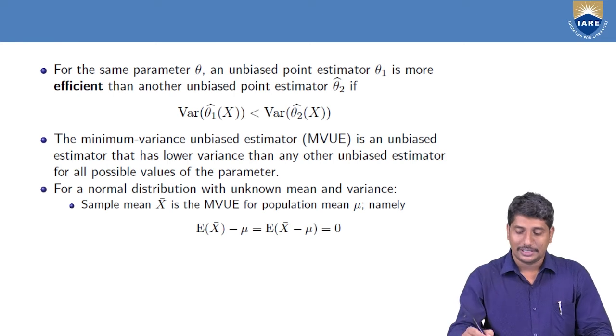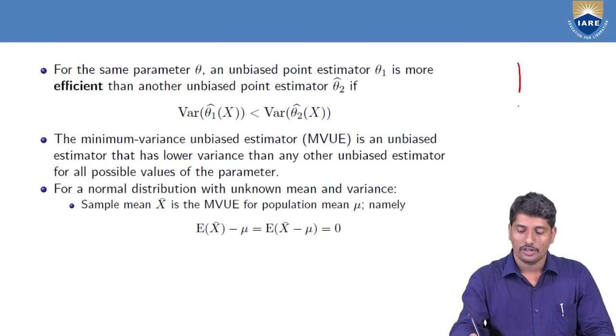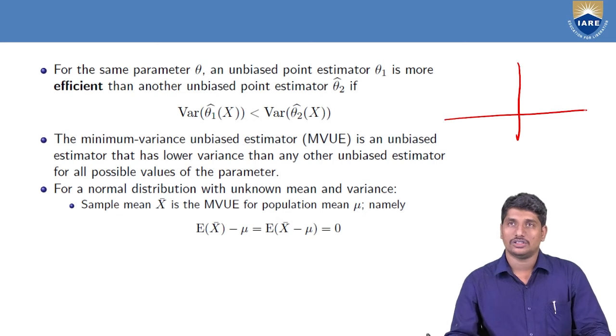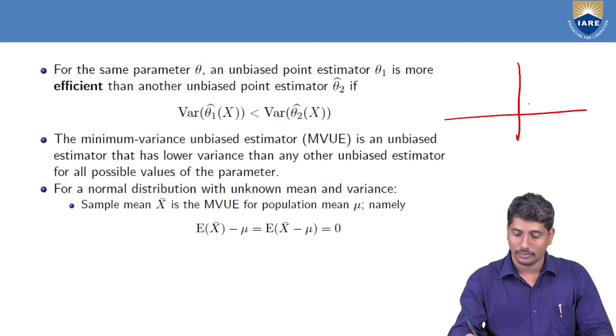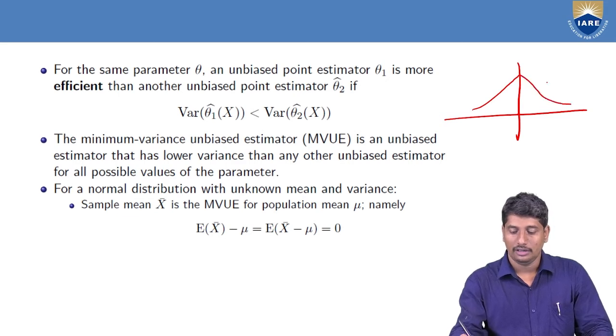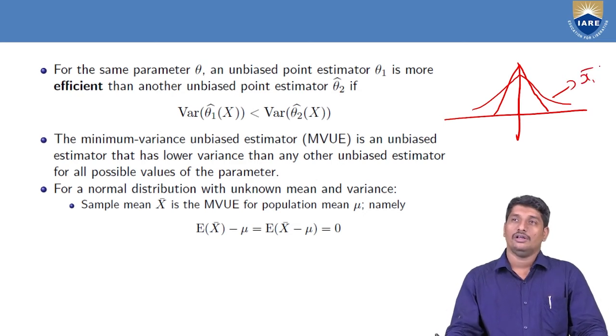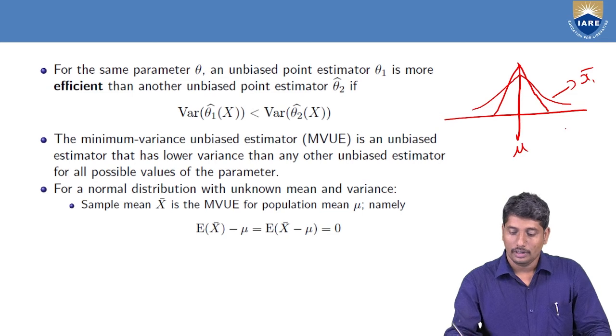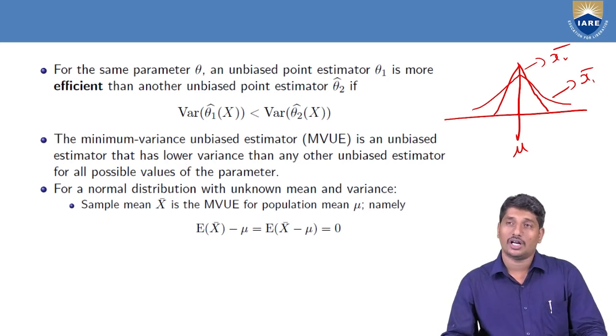Now, what is an efficient estimator? Let us try to understand the concept with the help of two graphs. Here we have a graph, and here we have another curve. This represents x1 bar, one estimator of the population parameter mu, and this represents x2 bar, which is another unbiased estimator of the population mean. First, let us check whether x1 bar and x2 bar are unbiased or not.